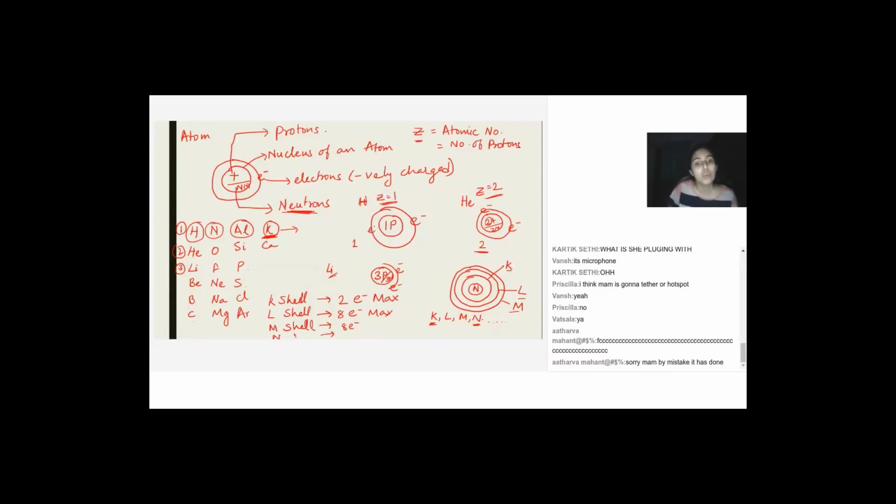So what happens in the M shell is when you have 8 electrons, even though it has the capacity to take more than 8, the electrons have a higher energy, so they jump to the N shell. They jump one level up as soon as 8 electrons are completely filled.